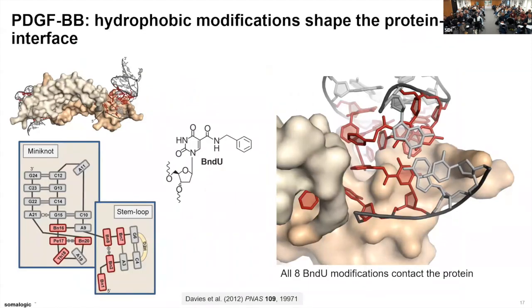So now, moving on to some of the examples of co-crystal structures, the PDGF-BB SOMAmer that you've seen a nice movie of a minute ago. All 8 of the side chains actually directly contact the protein. This is a 2-domain structure that has a stem loop as well as a very small pseudoknot-like domain.